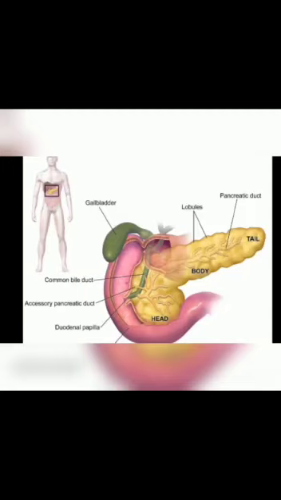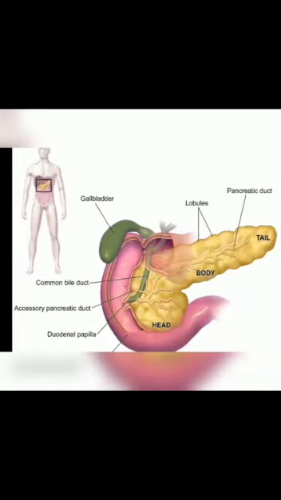As you can see in this picture, it consists of a broad head which lies in the curve of duodenum, a body which lies behind the body of the stomach, and a narrow tail which lies left to the kidney. The secretory portion consists of a number of lobules.